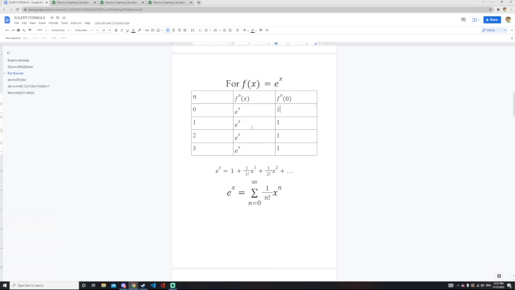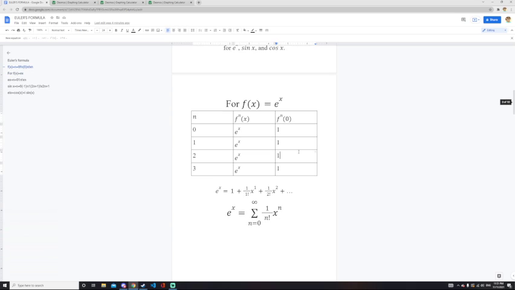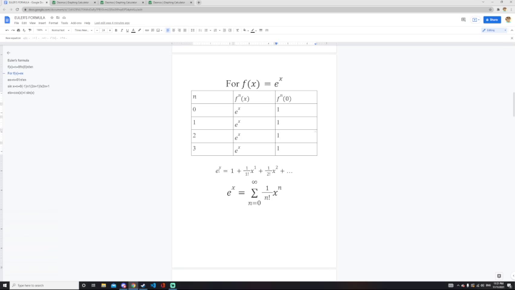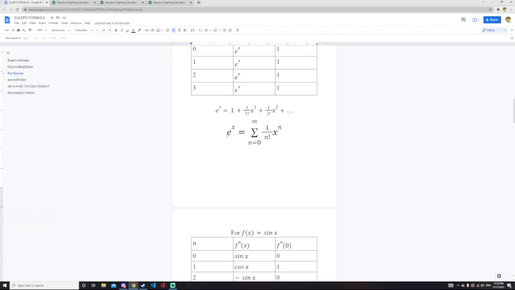Now, e to the x is kind of special in the fact that it's always the derivative of itself. So this is just going to be e to the x forever for every single derivative that we have, which means that this number right here is always going to be equal to 1. So we can directly substitute that in, and we'll end up getting something like this. e to the x equals 1 plus 1 divided by 1 factorial times x to the 1 plus 1 divided by 2 factorial times x to the 2 plus etc. Here it is formalized.